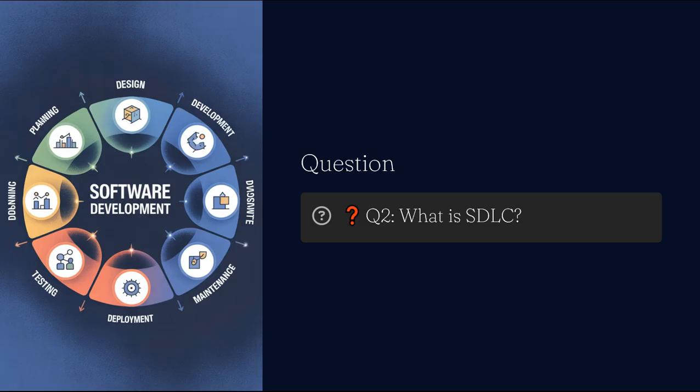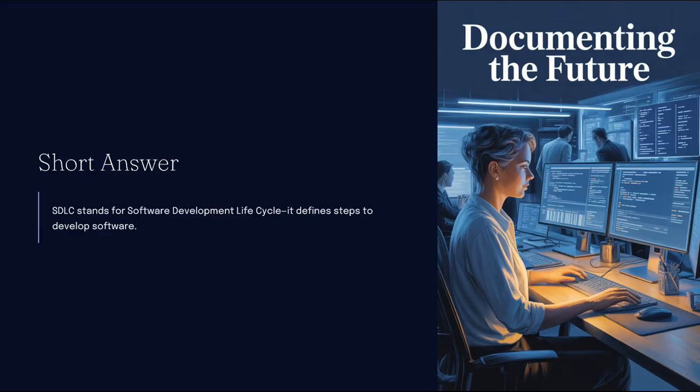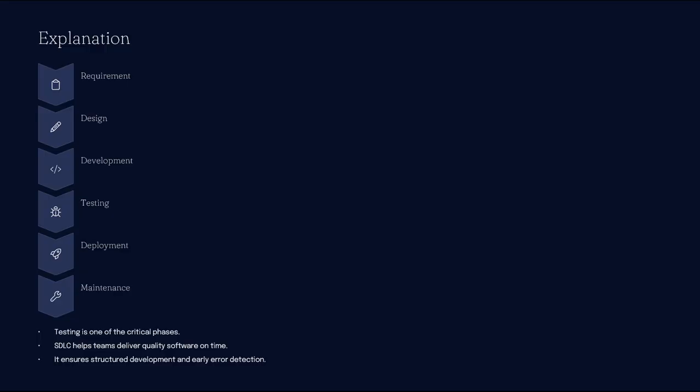Now, our second question, in manual testing, one of the most important questions, is: what is SDLC? It means Software Development Lifecycle. The short answer is SDLC stands for Software Development Lifecycle. It defines the steps to develop software and mentions the steps in a particular order. The first phase is requirements, second is design, third is development, then testing, deployment, and maintenance.